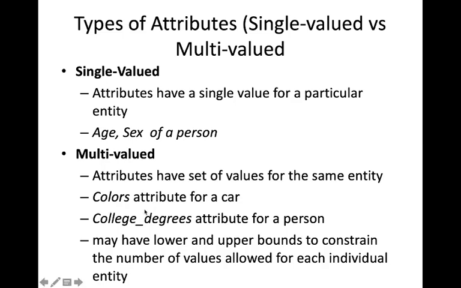For example, the color attribute for a car, we can fix at 2. So every car can have at most 2 colors. Like that, we can fix lower and upper bounds to constrain the number of values allowed.